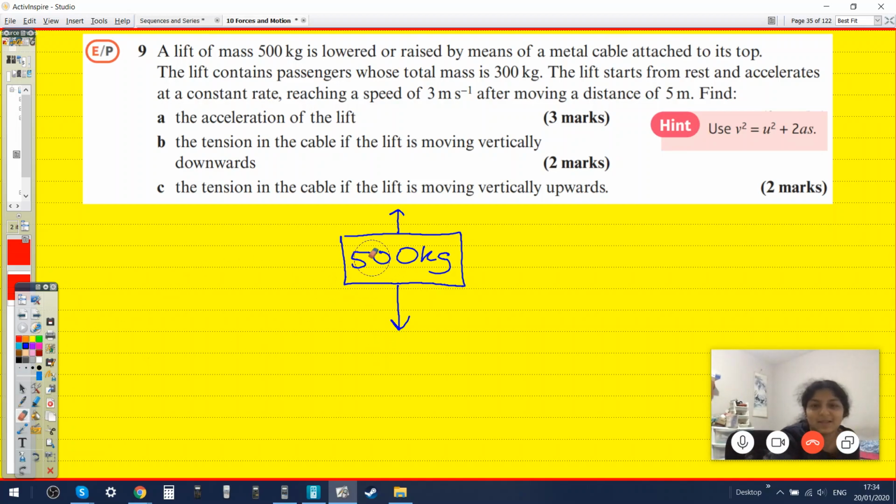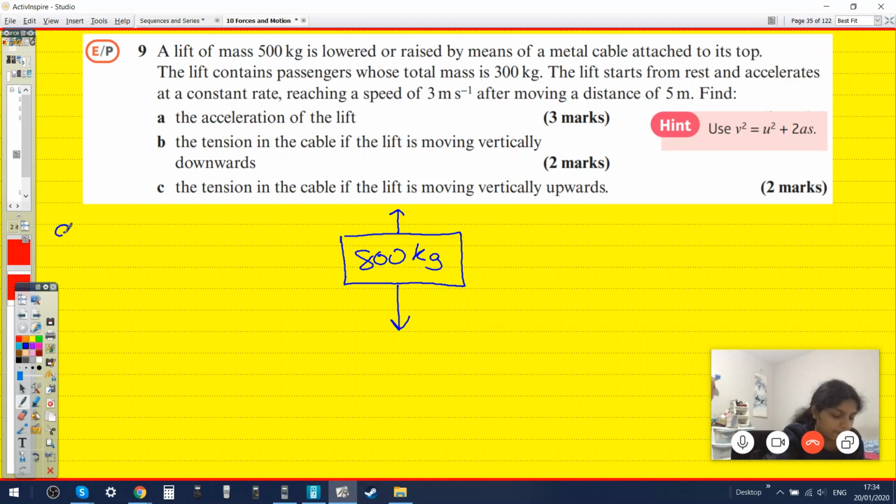You have to add the passenger's mass as well. So it's actually 800. No, I'm just going to leave it as 500 because otherwise. Yeah, you need to use SUVAT again. Okay.